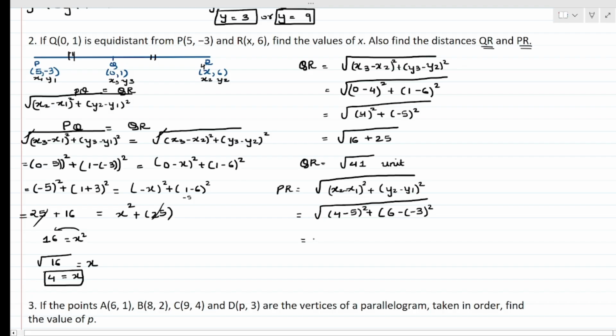That means 4 minus 5 gives me negative 1 the whole square plus 6 minus 3, that means it will become 3 the whole square. It is equal to 1 square, 1 plus 9 square means 9 nines are 81. So, you will write over here 81 plus 1 gives you under root 82. So, the distance between PR is under root 82 unit.